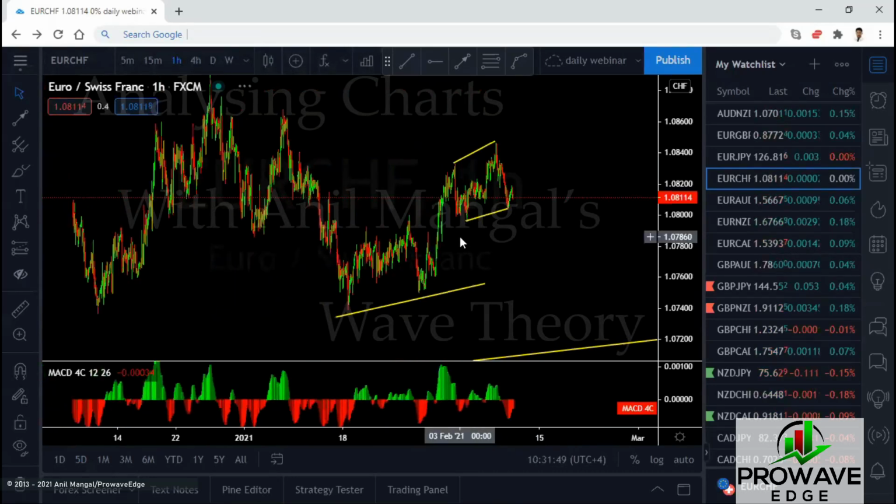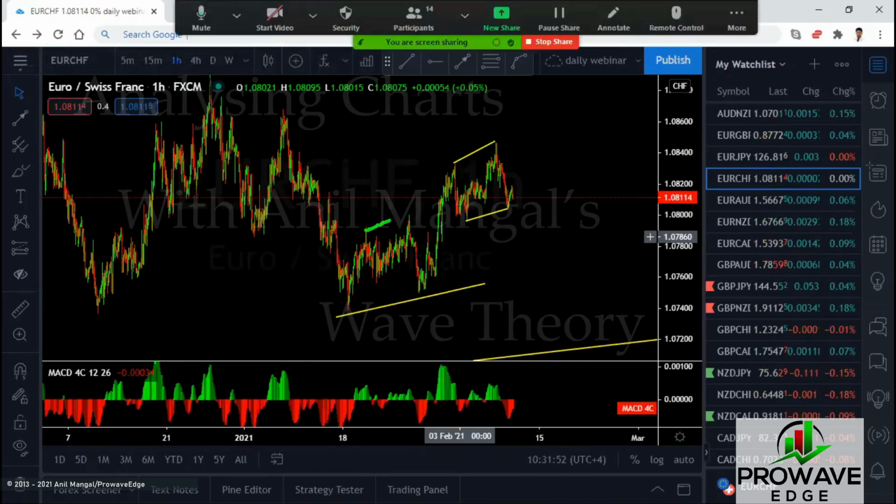And I don't really like this sell setup, and this is it. Here is a good expanding flat. See this? A very nice expanding flat. So if you get a similar one here, look for a buy setup.